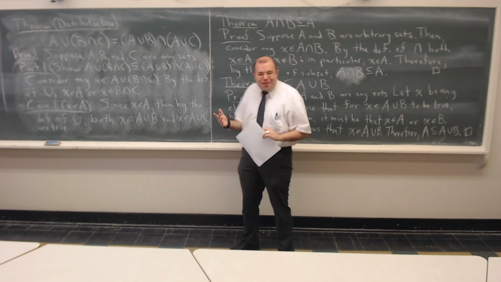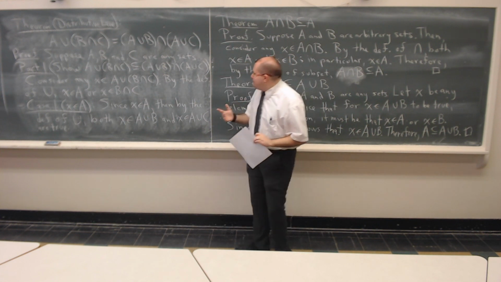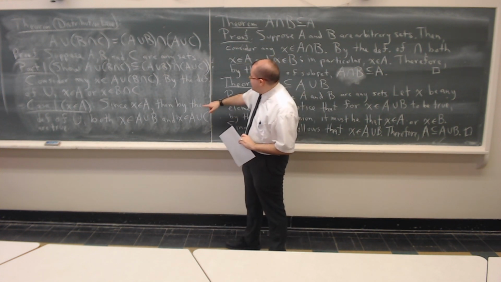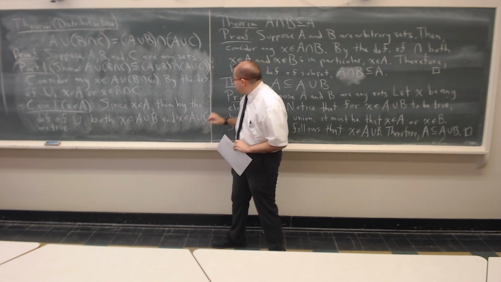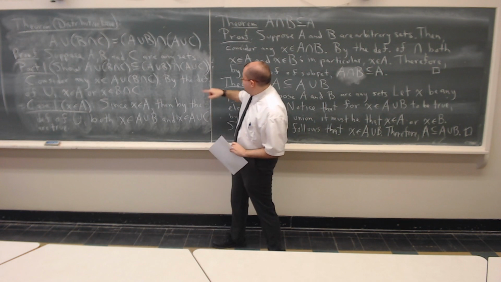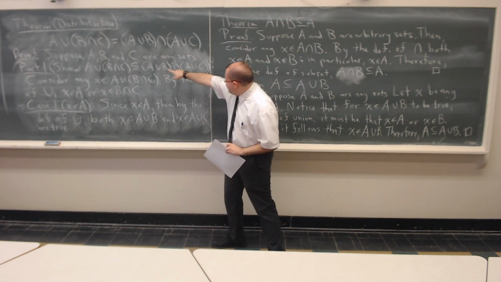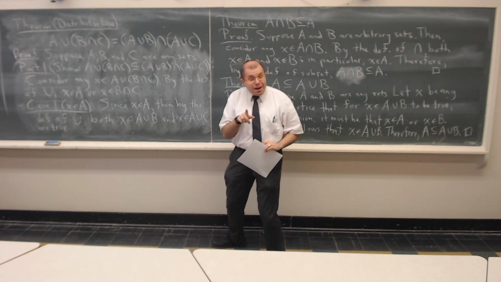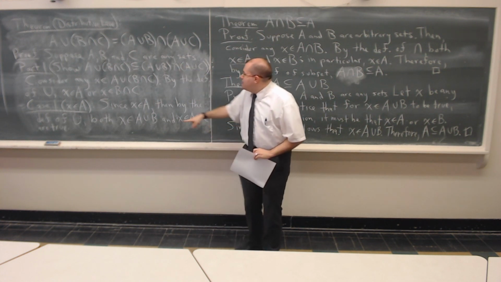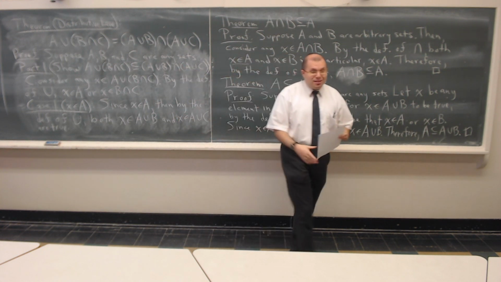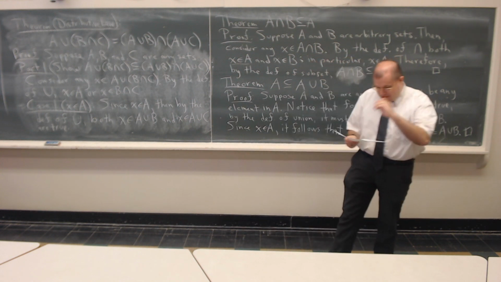Well, what's the definition of intersection? Let me look up here. I have both of these, A union B and A union C. Where are those? They're right here. This is easy, right? I've got an intersection here, and I know both of these are true. So let's just use the definition of intersection.